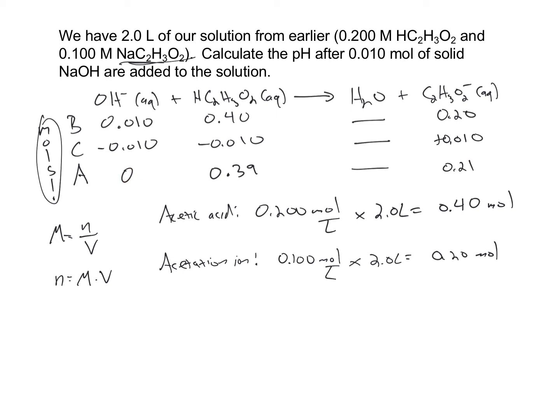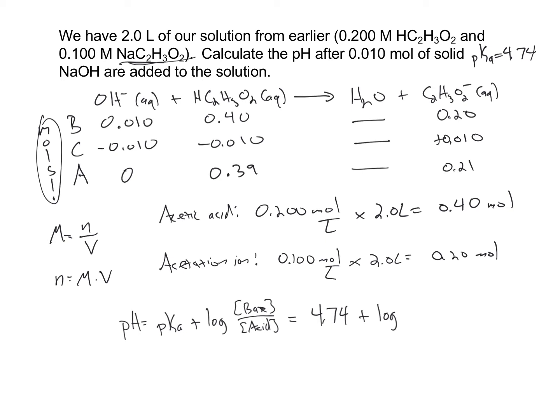So when calculating the pH of a buffer, we can use the Henderson-Hasselbalch equation. And I'll just give you the pKa. We found that in the previous problem. So the pKa of acetic acid is 4.74. So the pH is going to be 4.74 plus the log.